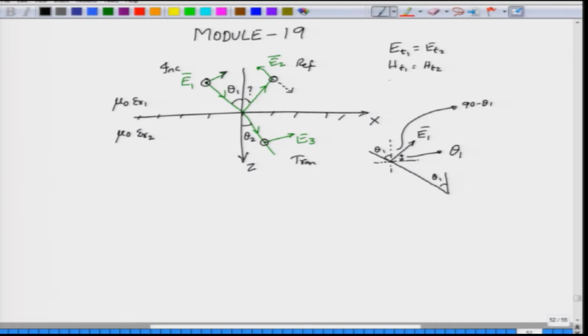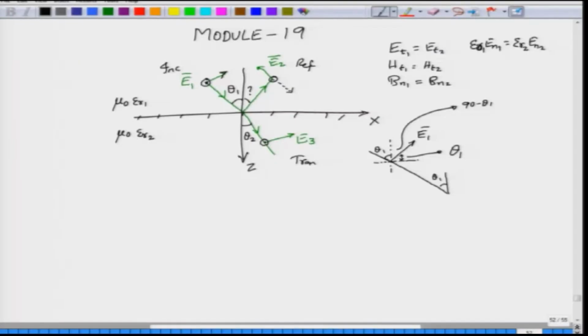You can also have, of course, the other boundary conditions, which are Bn1 equals Bn2, and finally epsilon R1 En1 equal to epsilon R2 En2, coming from the normal relationship of the D field. So these are the 4 boundary conditions that you have, and you have to use them to find out what would happen to the reflected power and transmitted power. So let us go with this.